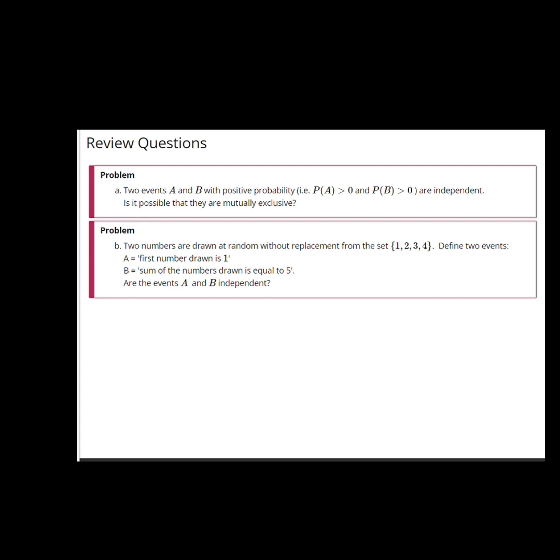Here are 2 review questions that you can try on your own. 2 events A and B have positive probability, P of A greater than 0, P of B greater than 0, and they're independent. Is it possible that they could also be mutually exclusive? Work on this yourself, and we'll provide a solution.